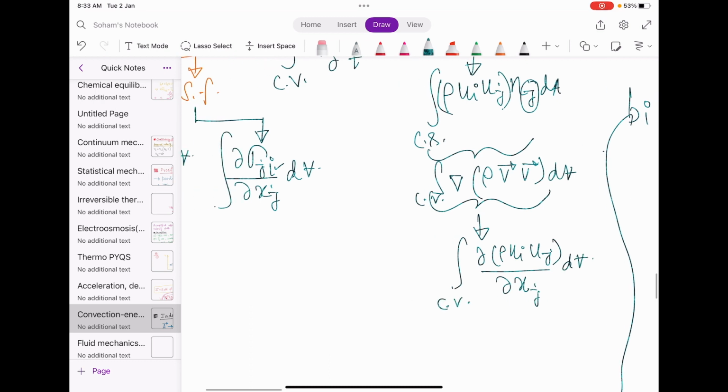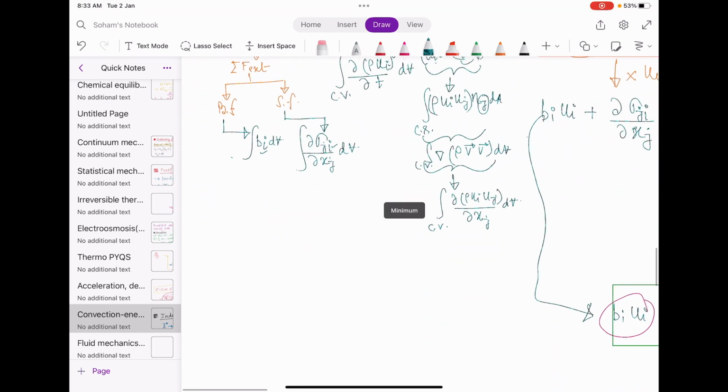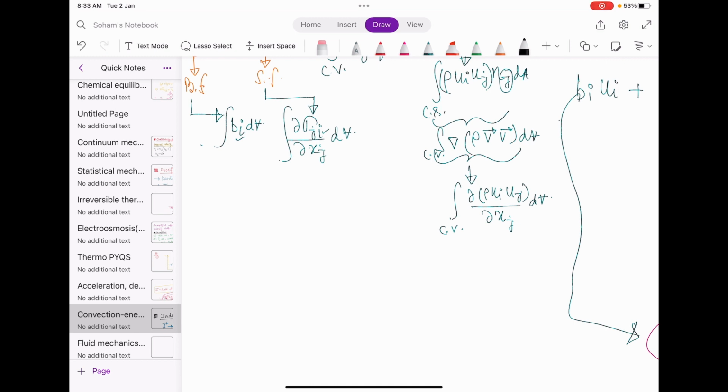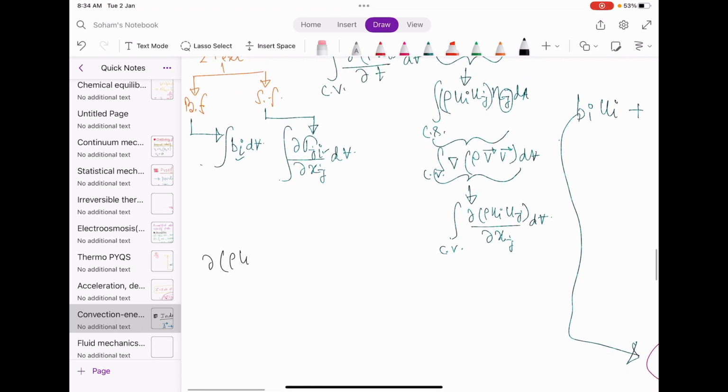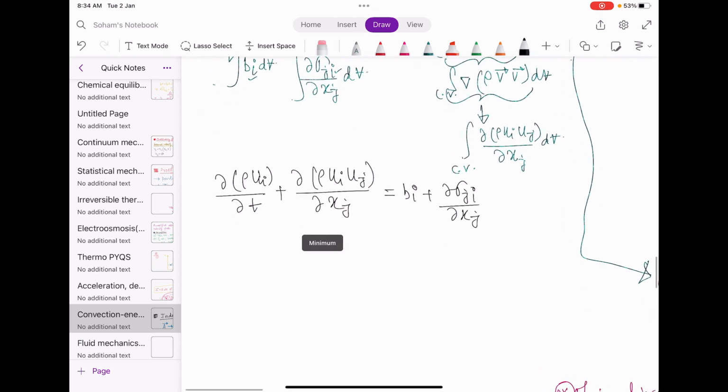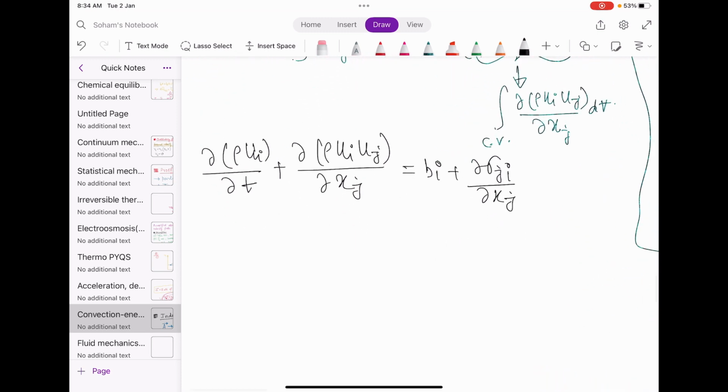So this is cv, right? Okay, so now writing the whole equation, I have del rho u_i del t plus del rho u_i u_j del x_j equal to b_i plus, and for the same reason, because dv is arbitrary, I can drop the term dv and equate both sides. Okay, now it is your task to show that this boils down to this.